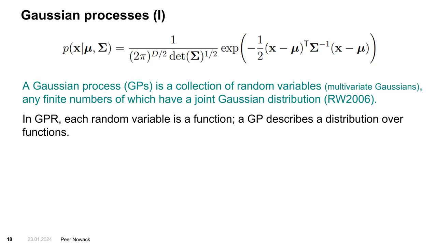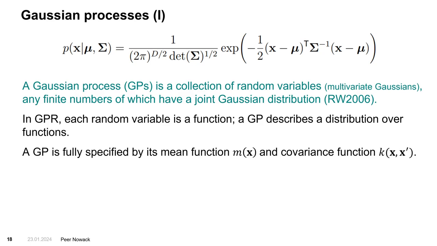Yeah, in principle, it's a supervised learning method, right? But now in Gaussian process regression, each random variable in this collection of random variables is a function. So the GP describes a distribution over functions, possible functions, which you then try to constrain based on the data evidence.